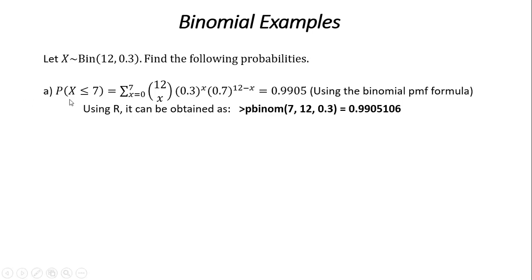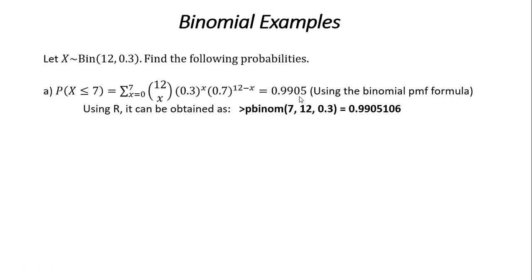If we wanted the probability X is less than or equal to 7, I first note that this would be an instance of a cumulative probability. We want the probability where X is 0, 1, 2, 3, 4, 5, 6, 7, all added up. That's indicated by this formula: the sum as x goes from 0 to 7 of the PMF. It turns out that this works out to 0.9905.